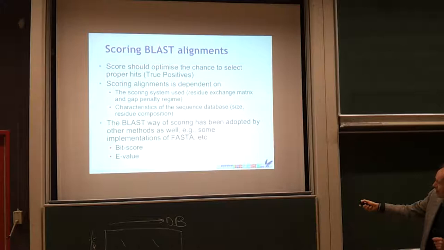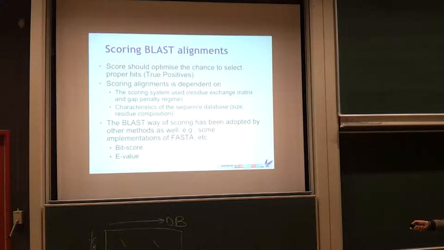You also use some characteristics of a sequence database, its size, with how many sequences, and what residue composition overall is there in the database. These are used as parameters for BLAST, right? FASTA is earlier than BLAST, but there are quite some other methods that do BLAST searching. You know probably by now that there are two main scores in BLAST, a bit score and an E-value. And we'll talk a bit more on this.